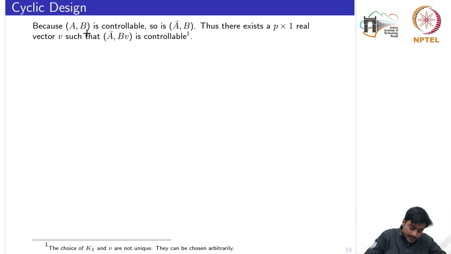Now because the pair A comma B is controllable, A bar comma B would also be controllable. Thus there exists a p times 1 real vector V such that A bar comma B times V is controllable. Now note that the selection of the matrix K1 and the selection of the vector V is not unique, because this was the conclusion of the previous two results also. So the choice of K1 and V are not unique and they can be chosen arbitrarily. Let's carry forward.